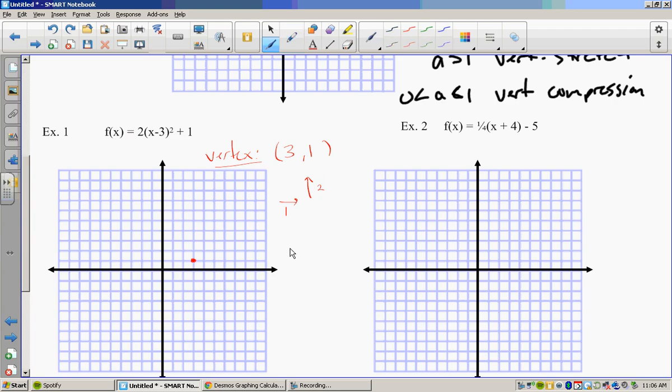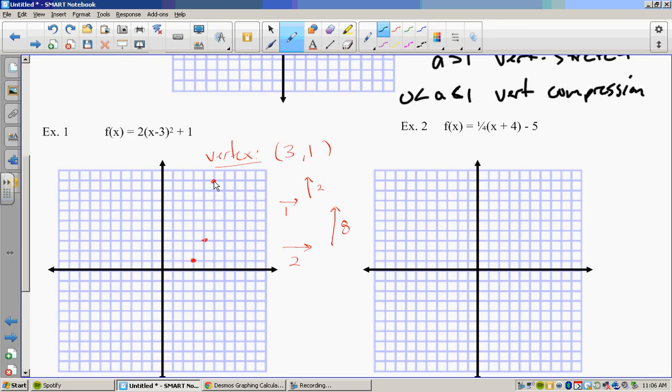Same idea for my second movement. I'm still going to go to the right 2 because I haven't changed horizontally, but instead of going up 4, I'm actually going to go up 8 this time, because 2 times 4 is 8. So that's going to be my movement to get to my point. So if I do that, I go to the right 1, up 2. Great. And then I'm going to go to the right 2, up 8. 1, 2, 3, 4, 5, 6, 7, 8.